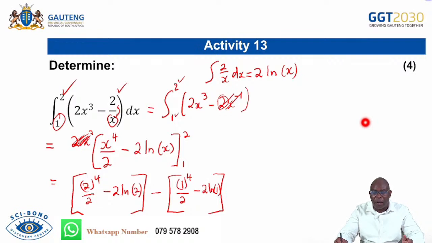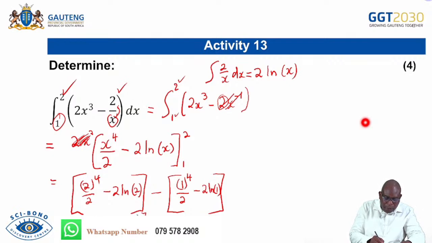Okay, so now I can take out my calculator that I'm going to use now. I'm now going to say 2 to the power 4 over 2, so 16 divided by 2, which is going to give me 8. So I can write that 8 minus 2 ln 2, right? Then minus, there it's going to be my half, minus 2 ln 1.